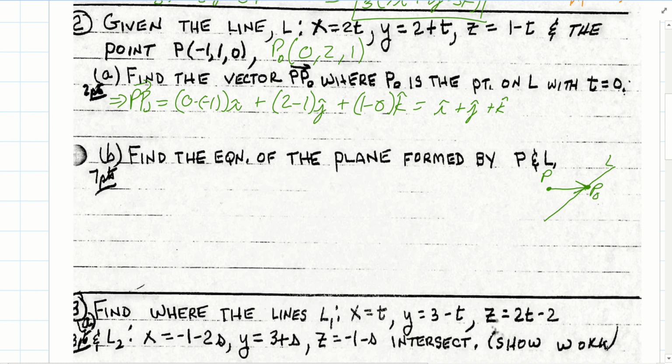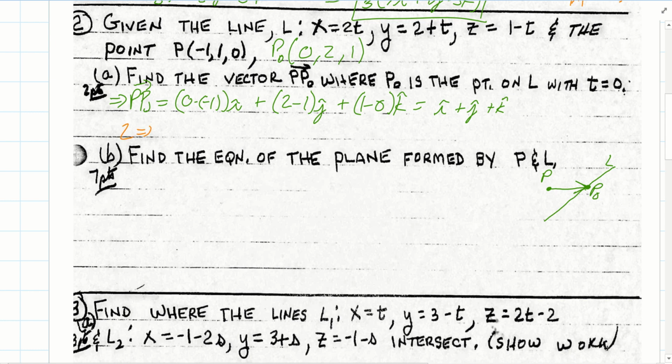But in order to get the equation of a plane, we need two things. We need a point, which we have. It's going to be P, or you can use P0. Doesn't really matter, but I want to use the point they gave us. And you need a vector normal. So right now, we have one vector. We can get another one by using L.